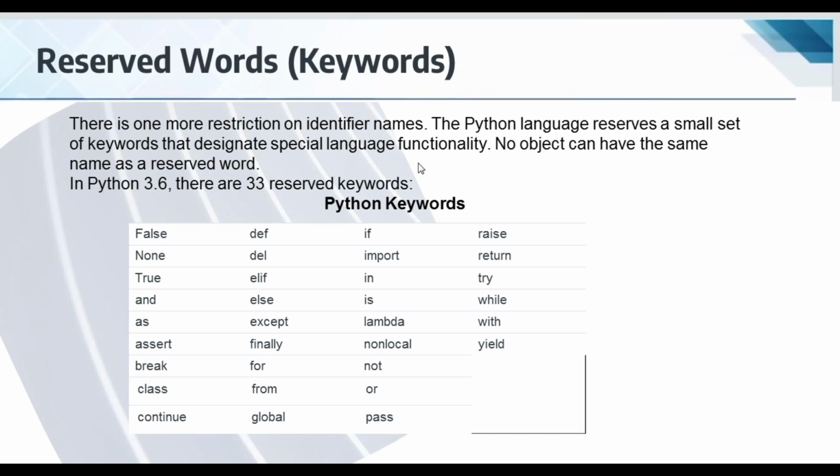So what are keywords? Keywords are essentially words of the programming language that have their own meaning and purpose in the language. Here are the 33 reserved words: False, def, if, raise, None, del, import, return, True, elif, in, try, and, else, is, while, with, lambda, except, as, assert, finally, nonlocal, yield, not, or, pass, for, from, global, break, class, continue. So these are 33 keywords which never take part as a variable.